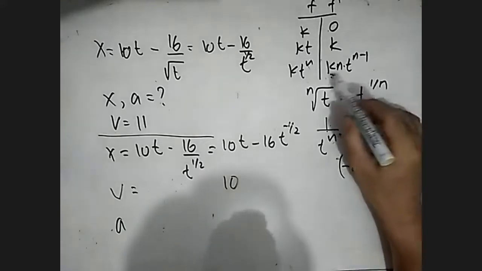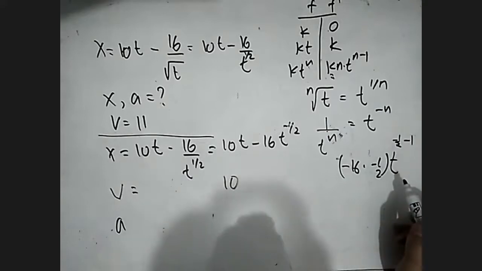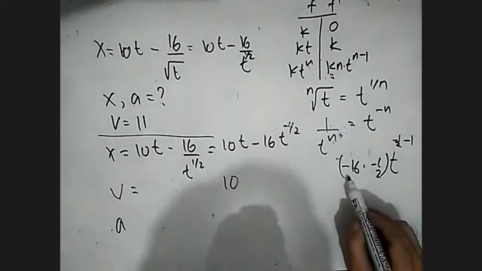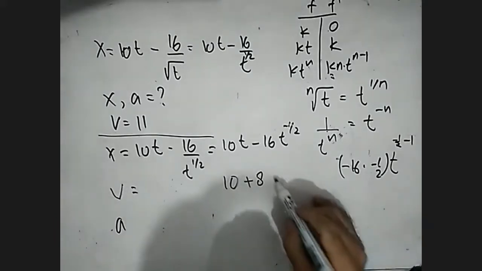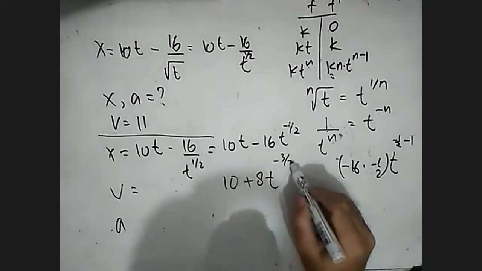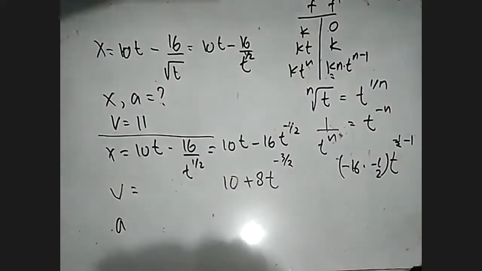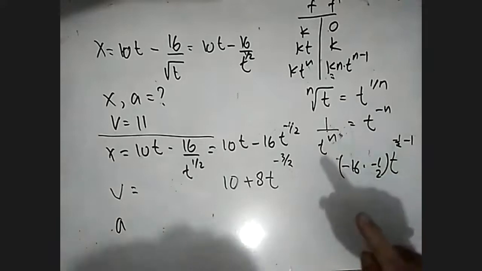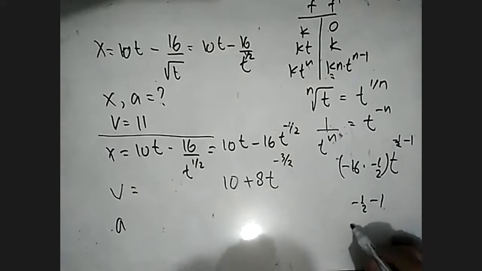This is the K times N, and t to the power of negative half minus 1. So negative 16 times negative half, negative 8, becomes positive 8. The t, the power is now negative 3 over 2. Why negative 3 over 2? Because negative half, we subtract again with 1. Negative half minus 1, that's negative half minus 2 over 2, negative 3 over 2.